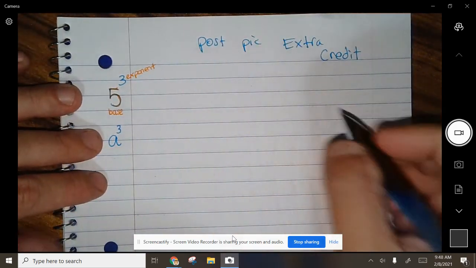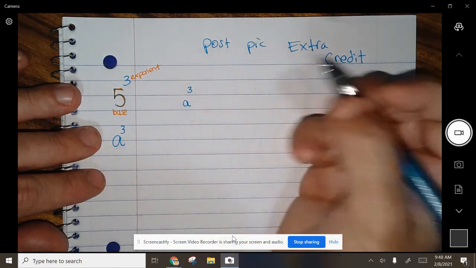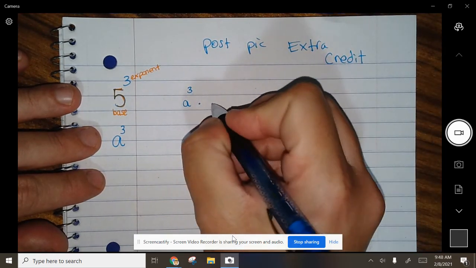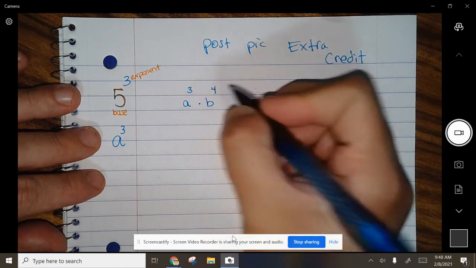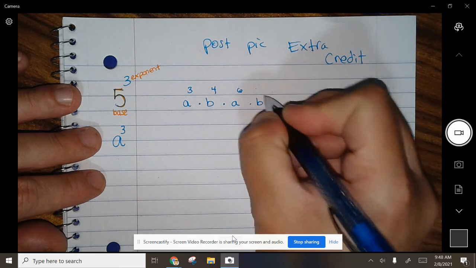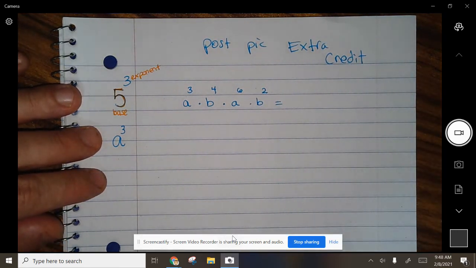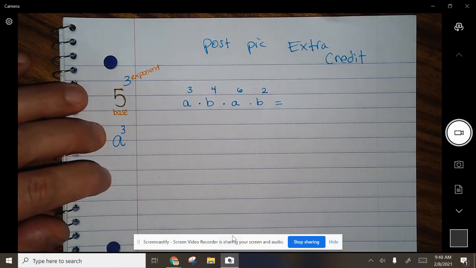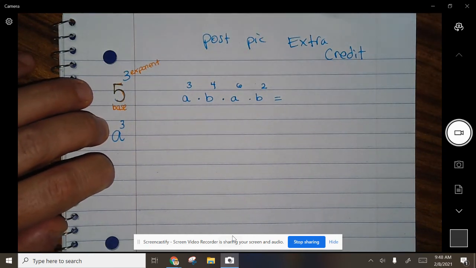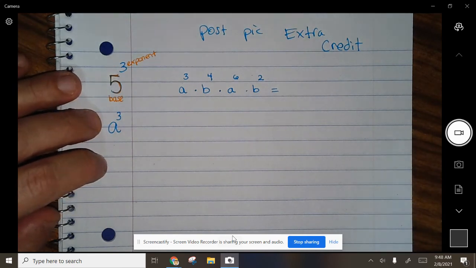So your first problem I want you to look at is something like this: a to the third times b to the fourth times a to the sixth times b to the second equals. Now, if you're looking at this problem, you might think this looks a little different, but to be honest, it is not that much different than what you've already done.